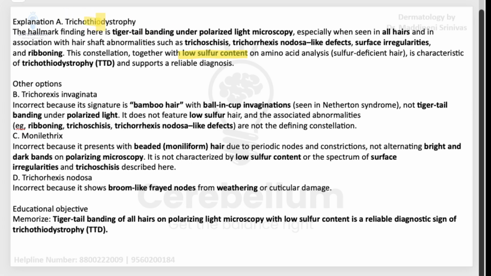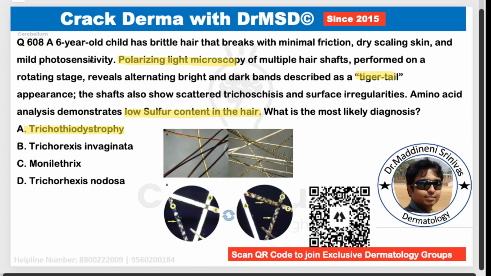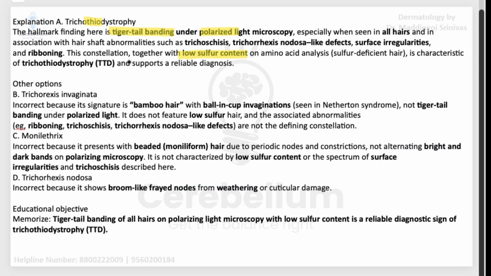So Trichothiodystrophy, yes, it is going to present with hairs having low sulfur content. So thio is sulfur, because of which there are going to be changes in the hair which is going to be appearing under polarized light microscopy in the form of tiger tail banding, as you can see in this image, where you are able to see under polarized light microscopy alternating bands of black and yellow color, which is exactly mimicking the tiger tail appearance, right? So this is the question and the answer. I hope it is clear.